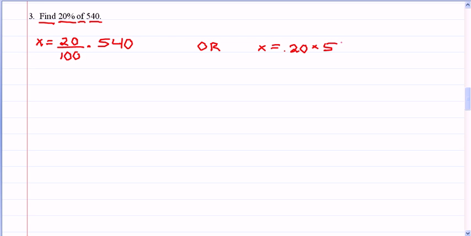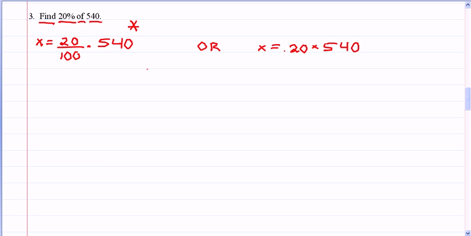For number 3, find 20% of 540. Find translates to x equals 20%. Same thing with this problem, I'll write it as 20 over 100, and then I'll also write it as 0.20. Of means times, and then 540. So I can solve this equation, or I can solve x equals 0.20 times 540. In this example, I'm going to use the first equation.